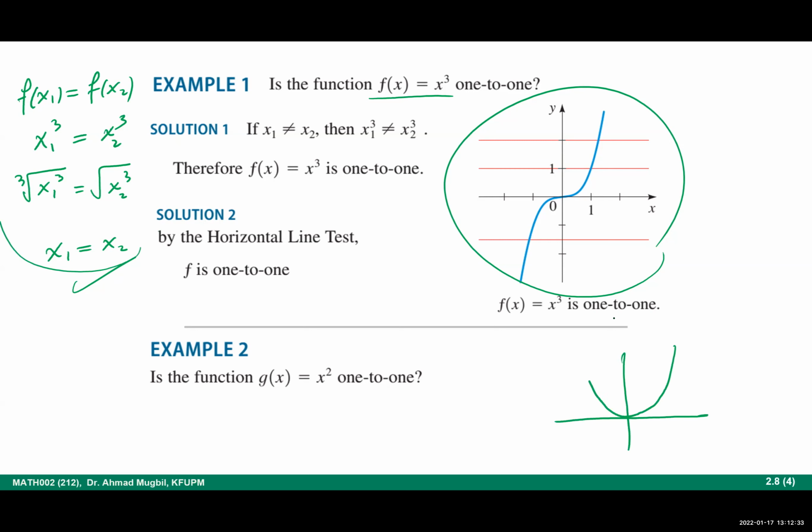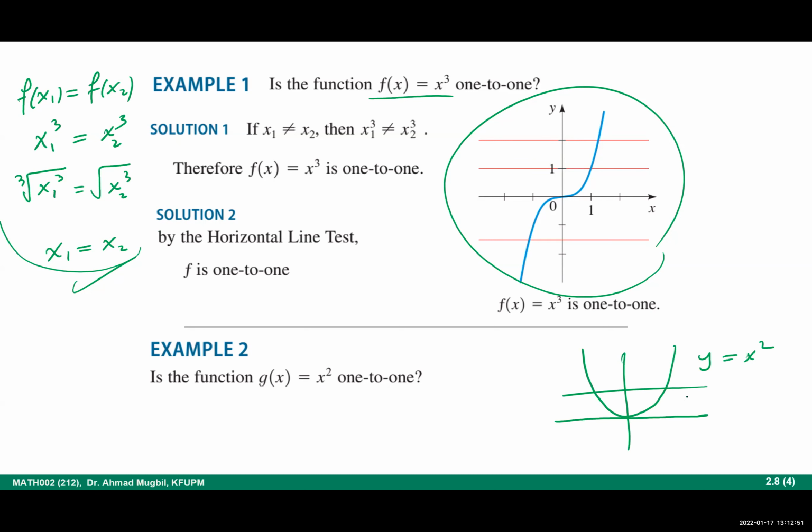This is the graph of y equals x squared. This is the graph of the function g of x equals x squared. Clearly, you can find infinitely many lines that intersect this graph more than once. It is enough to get one. If you can just find one line, then it is not one-to-one.